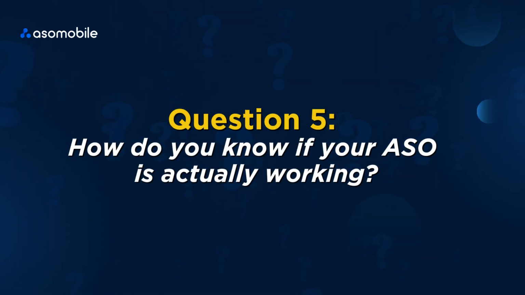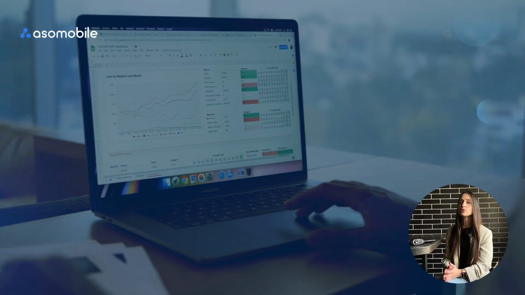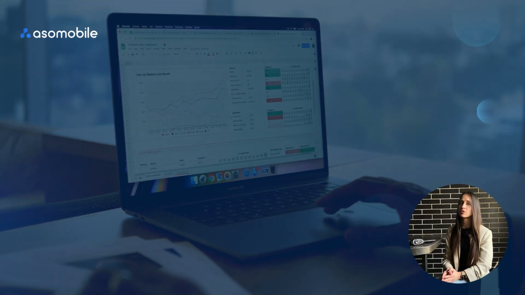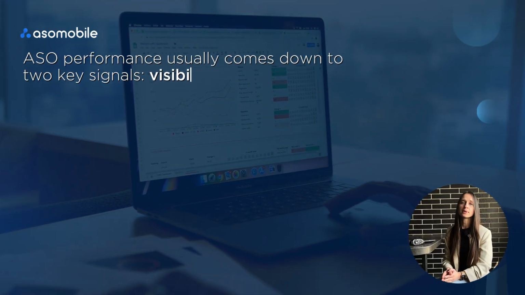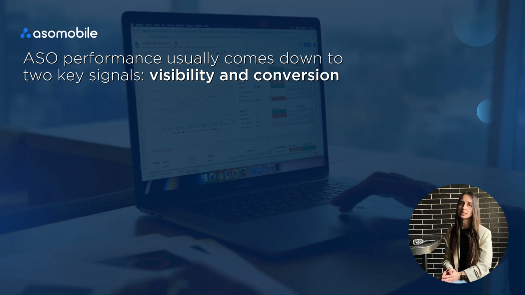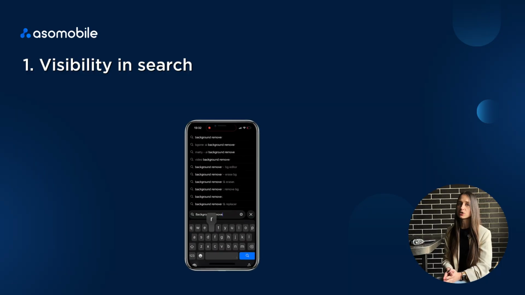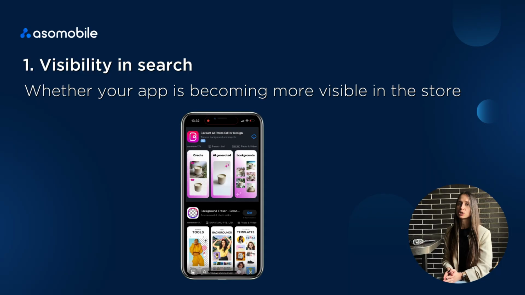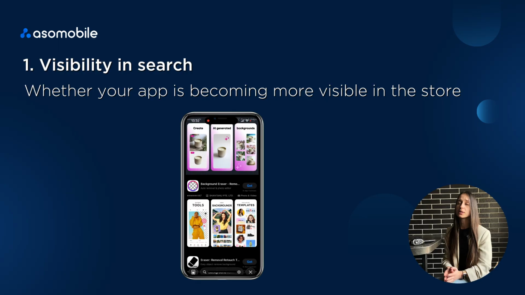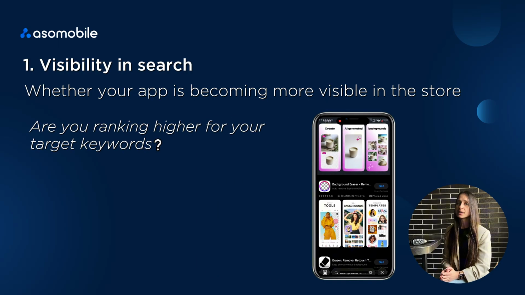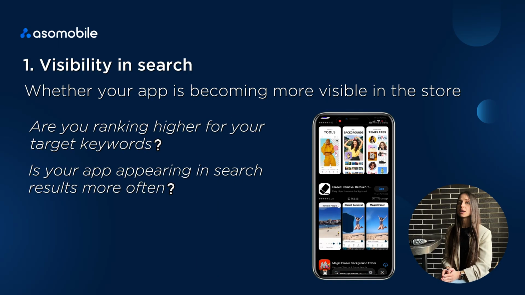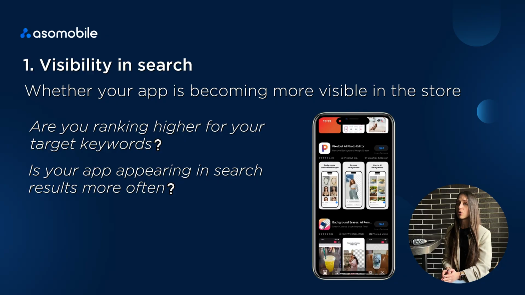And finally, the last question: how do you know if your ASO is actually working? In reality, there are many metrics you can track, but in practice, ASO performance usually comes down to two key signals: visibility and conversion. So, visibility in search. First, you need to understand whether your app is becoming more visible in the store. For example, are you ranking higher for your target keywords? Is your app appearing in search results more often?